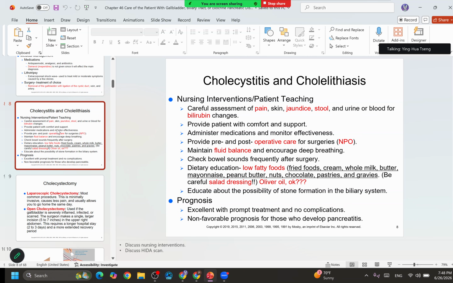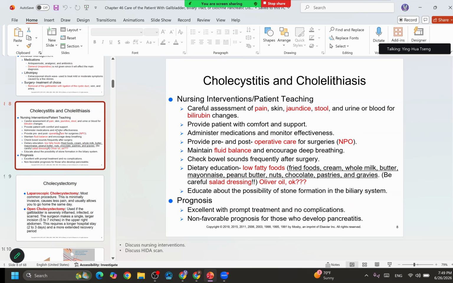Assess the pain. Of course, the patient has lots of pain, right? And the skin, because the skin will have jaundice. When the patient has jaundice, everything is yellow, and the patient will also have some itchiness, because jaundice is a deposit under the skin. The bilirubin is deposited under the skin. So that's why the patient will have itchiness. That's normal, so don't assume your patient has some kind of allergic reaction. No, usually it's the bilirubin.